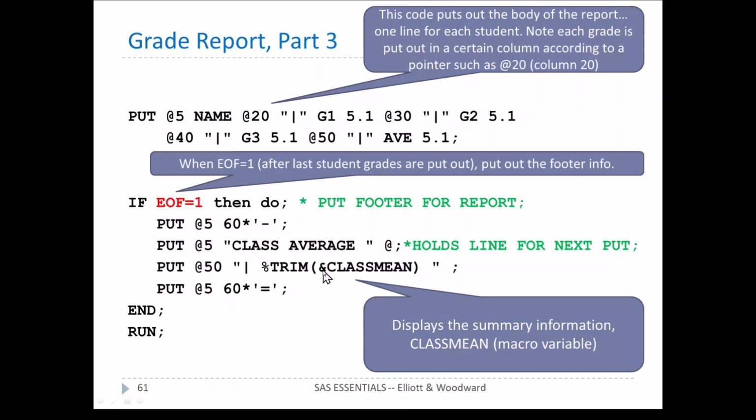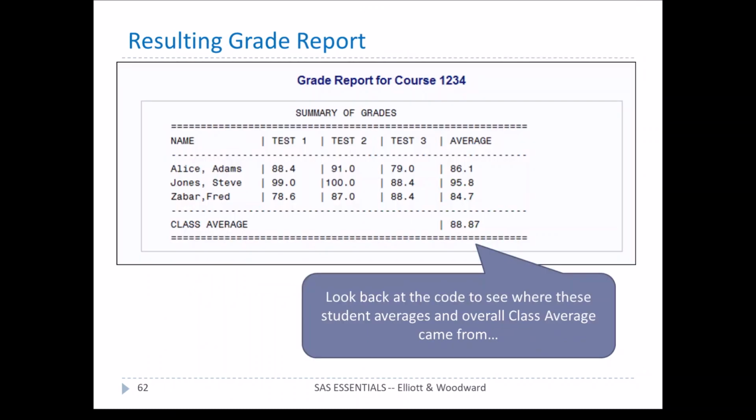Remember, we created this class mean, and that's the variable we created so that we would know what the mean of the class grades is. And so here we have the result. We created this header, and then we created the body of the table, and then we created this footer. So we had three parts that we created: header, body, and footer. So if you go back and look at the program, I think it'll make sense to you.